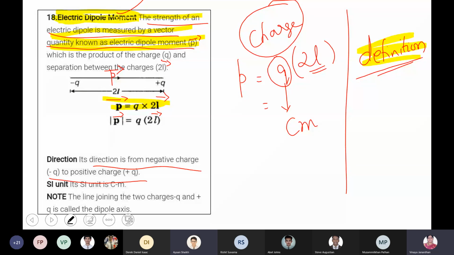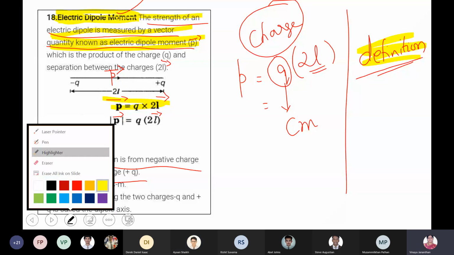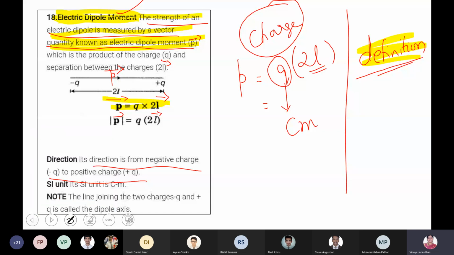Yes, boy. Could you repeat the question, please? Define electric dipole moment. Should I write? Define electric dipole moment. State its SI unit.